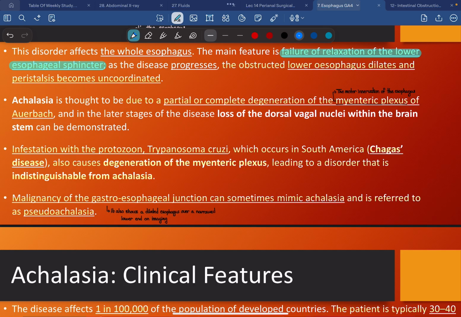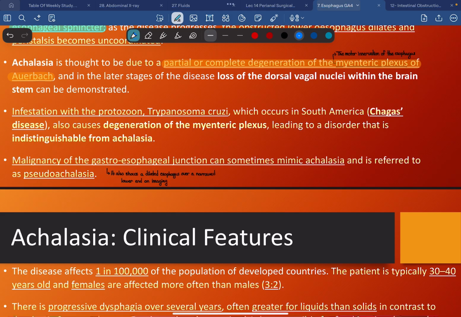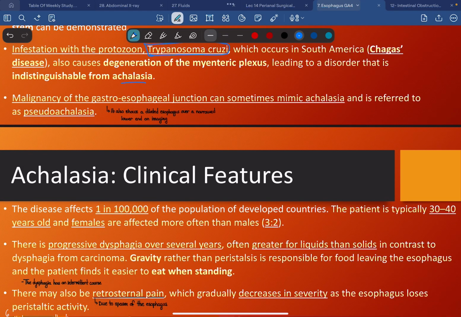The cause of this is partial or complete degeneration of the myenteric plexus of our bowels. So there is no enteric nerve supply anymore to initiate the peristalsis and the relaxation of the lower esophageal sphincter. It will end with complete loss of the dorsal vagal nuclei, as demonstrated in these patients. There is a parasitic disease found in South America which mimics this picture, caused by the protozoa Trypanosoma cruzi. It's called Chagas disease. It ends with destruction of the myenteric plexus, which leads to a picture similar to achalasia. Sometimes tumors of the lower esophagus can mimic the picture of achalasia for some time, but are soon diagnosed by endoscopy.